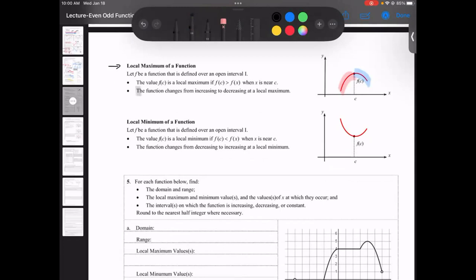The function changes from increasing to decreasing. A local minimum is the lowest point on the segment. That's it. And the function is changing from what? Decreasing. Right, so it's decreasing right there, highlight in blue. And then at the point where it starts going up, it's increasing.